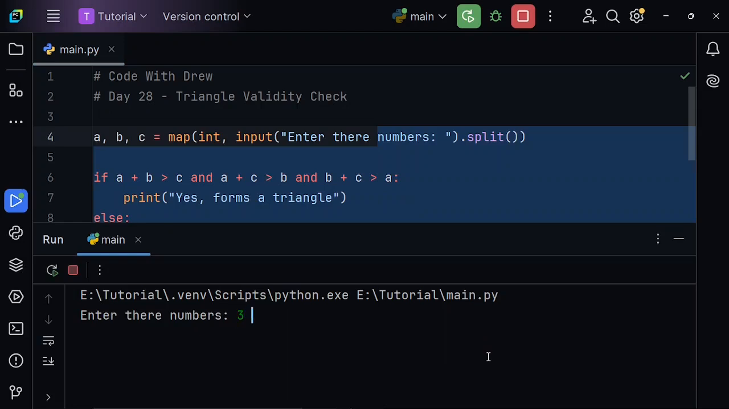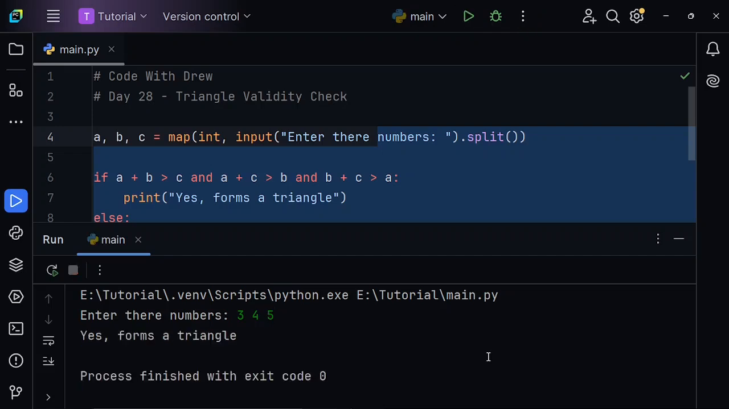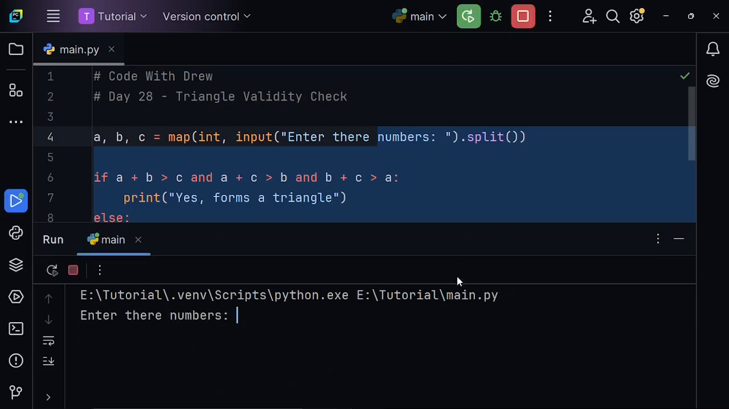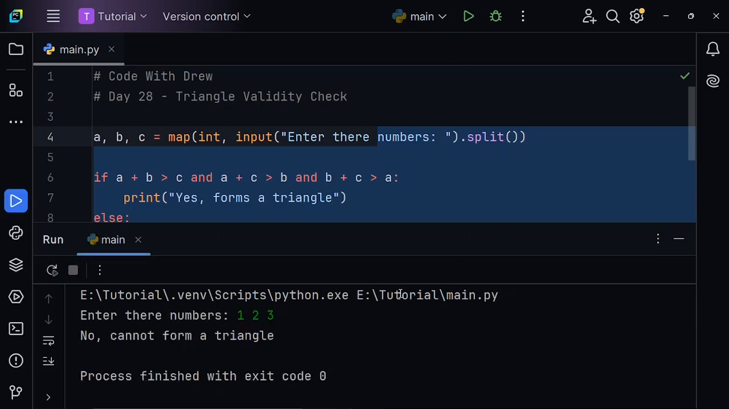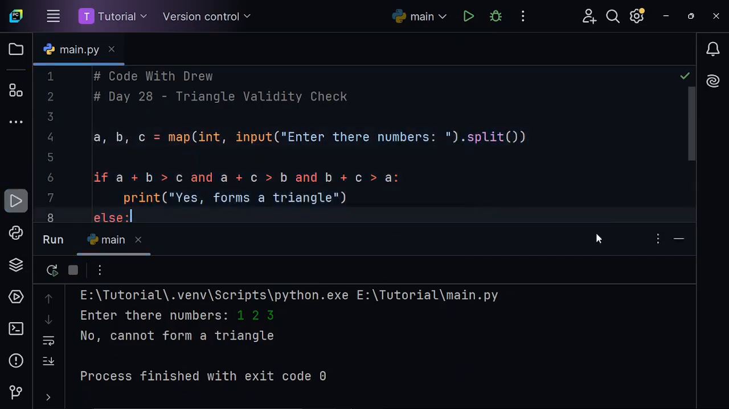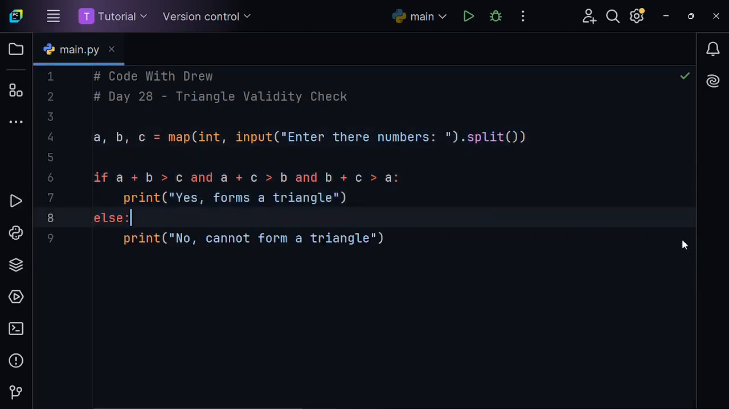So here 3, 4, 5, and you can see yes, this can form a triangle. And what if we try 1, 2, 3? No, this cannot form a triangle. So this is how you check the validity of a triangle, by looking at the sides that make up this triangle. Alright, so that'll be all for day 28 challenge.